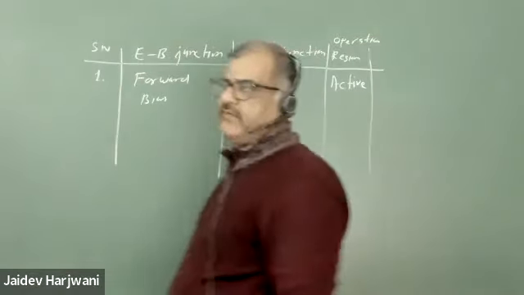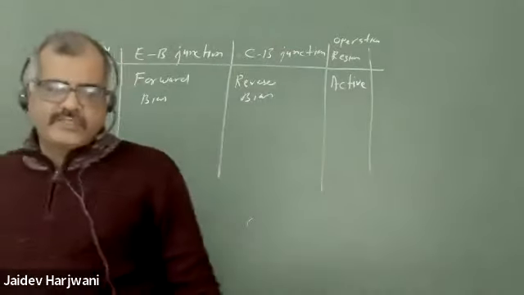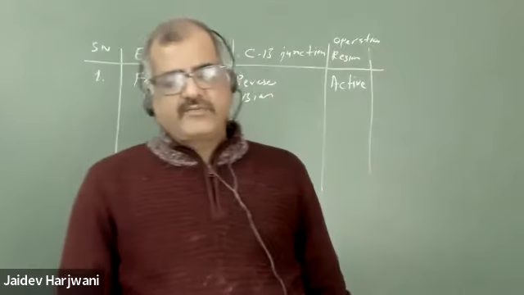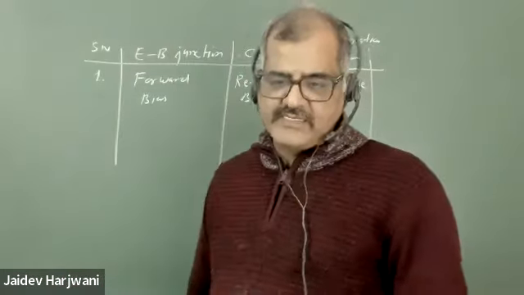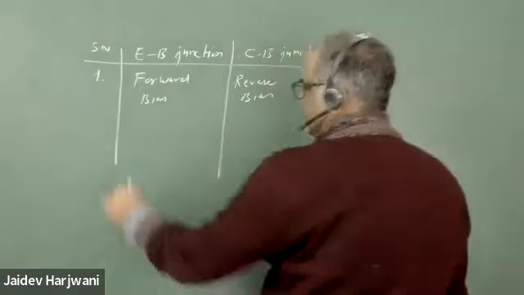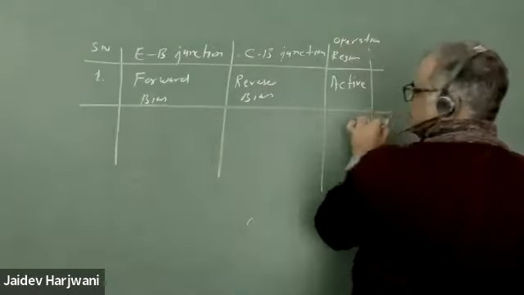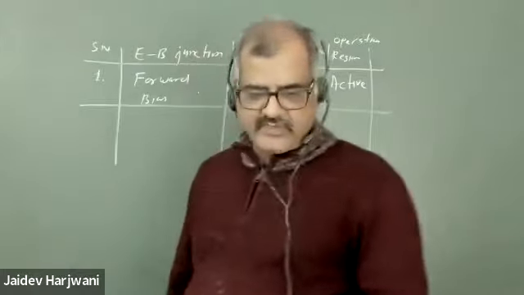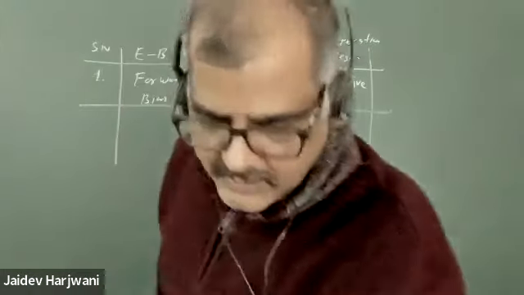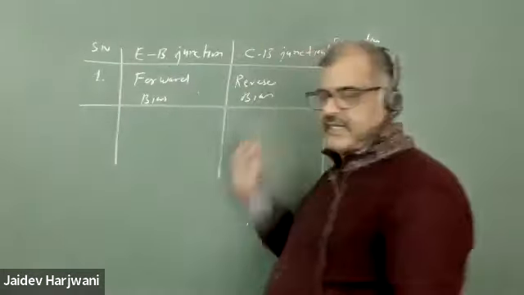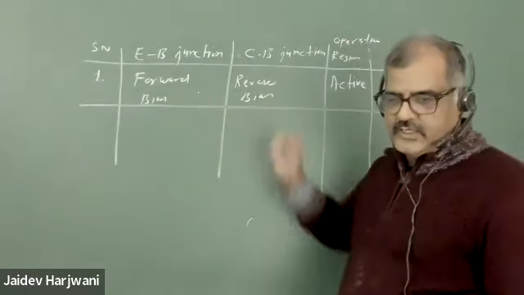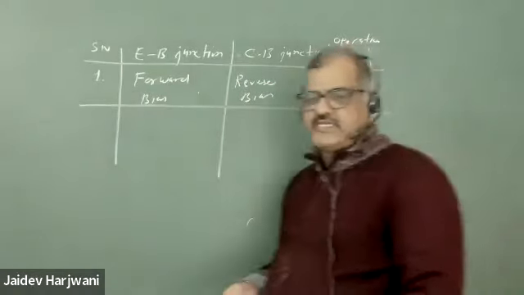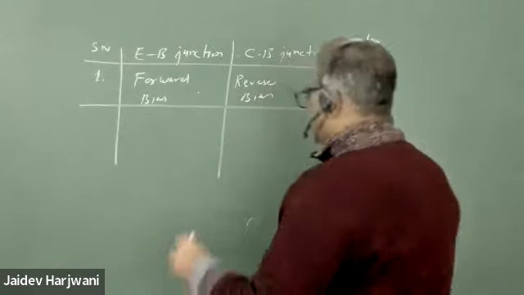Are you getting what I'm saying? We have two junctions, so there are four possible ways of biasing. We can make the EB junction forward bias and the collector-base junction reverse bias, which is called FR biasing, and this is the biasing we generally use if we want to use the transistor as an amplifier.